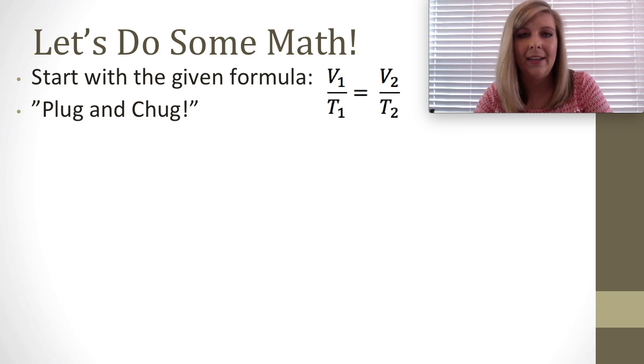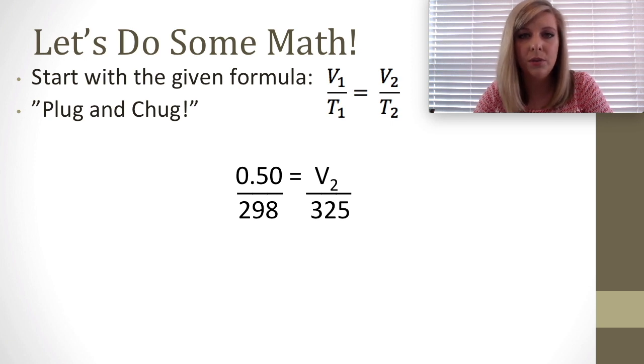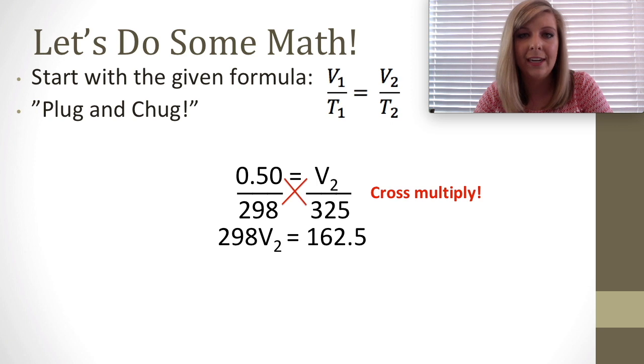So let's do some math. We're always going to begin with our equation, and then we're going to plug and chug. So this time it looks a little bit different. I plugged in 0.50 for V1, 298 for T1, V2 we are solving for, and then I plugged in 325 for T2. This time we're going to have to cross multiply, which means I am going to multiply 298 times V2 and 0.50 times 325. When I do this, I get 298 V2 equals 162.5.